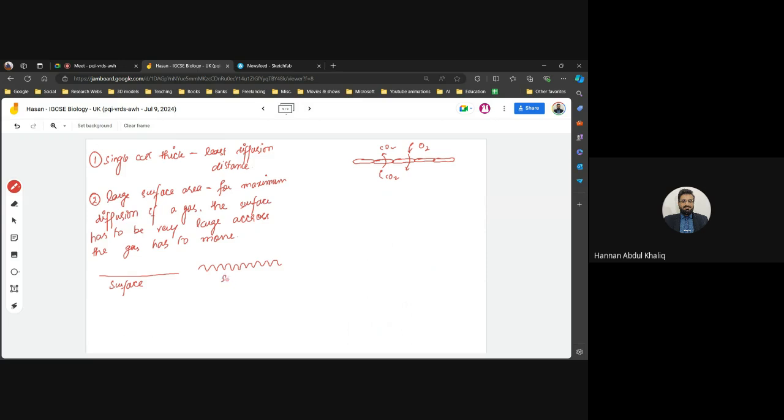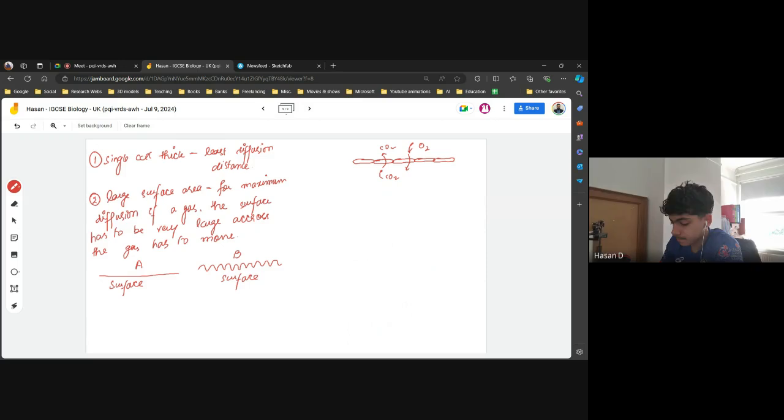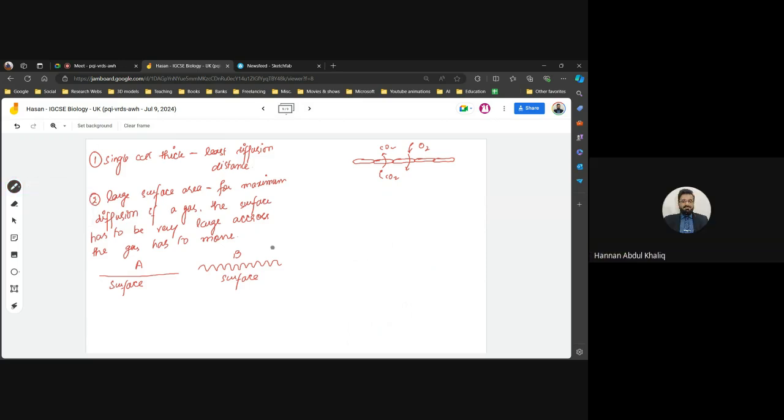Obviously, the volume of the surface is same, but which surface has the larger area? B has the larger surface area. Exactly. The same rule is followed by alveoli, by dividing the lungs into alveoli.